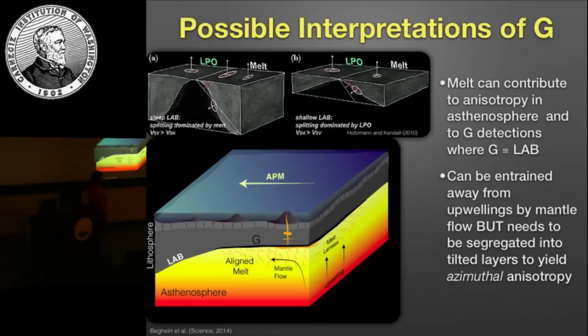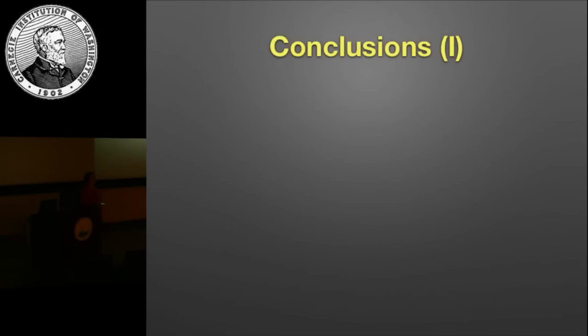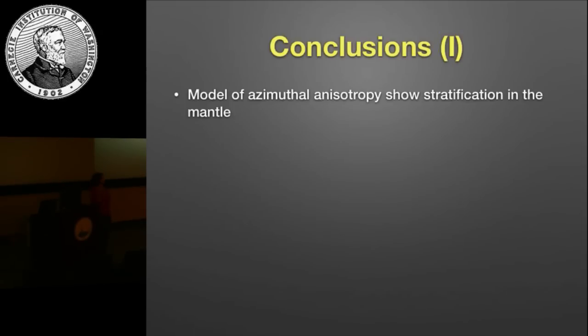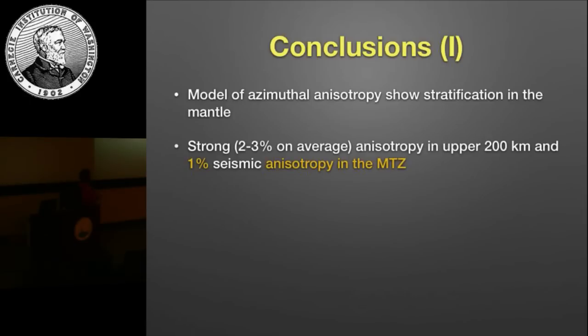And so that's basically concluding my talk. To go through our main results, we've seen that by modeling azimuthal anisotropy, we're able to look at stratification in the mantle, and to look at mantle flow as well. And we've seen that there is strong anisotropy in the top of the mantle, but also we were able to find anisotropy of about 1% in the transition zone.